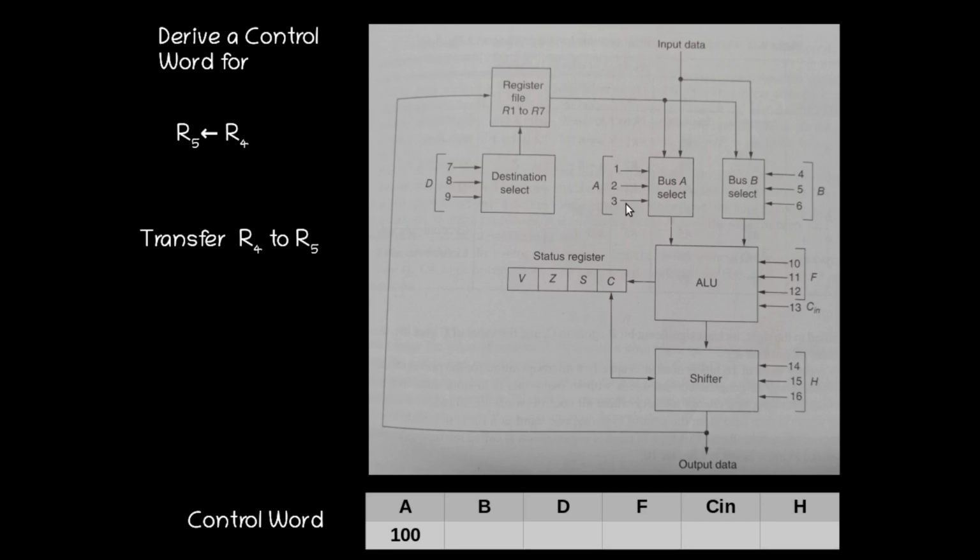Then next is the destination. R5 is our destination. For selecting the destination, in this case the destination is R5, so we need to give 101 here for the D select lines.